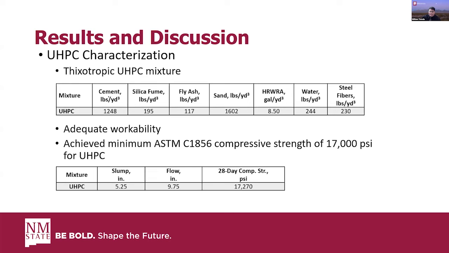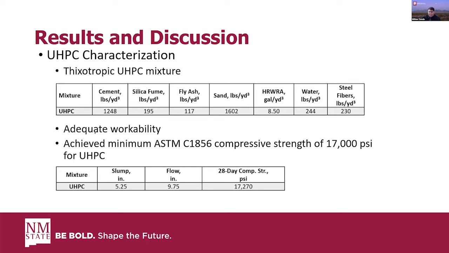80% is made up of cement. 80% of that cement content is made up of type 1-2 cement. 20% is made up of supplementary cementitious materials, which is 62.5% silica fume, and 37.5% fly ash. And our steel content is 1.75% by volume.